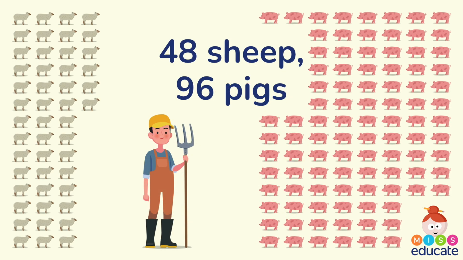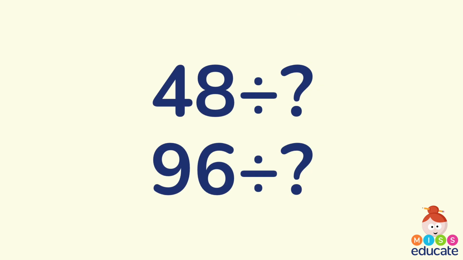Let's look at a different one. Here we have a farmer, and he has a lot of sheep and a lot of pigs. He has 48 sheep and 96 pigs. That's a big ratio. Let's work out the ratio of sheep to pigs, and we're going to try and simplify it, make it smaller, easier to look at if you like. What could we divide 48 and 96 by?